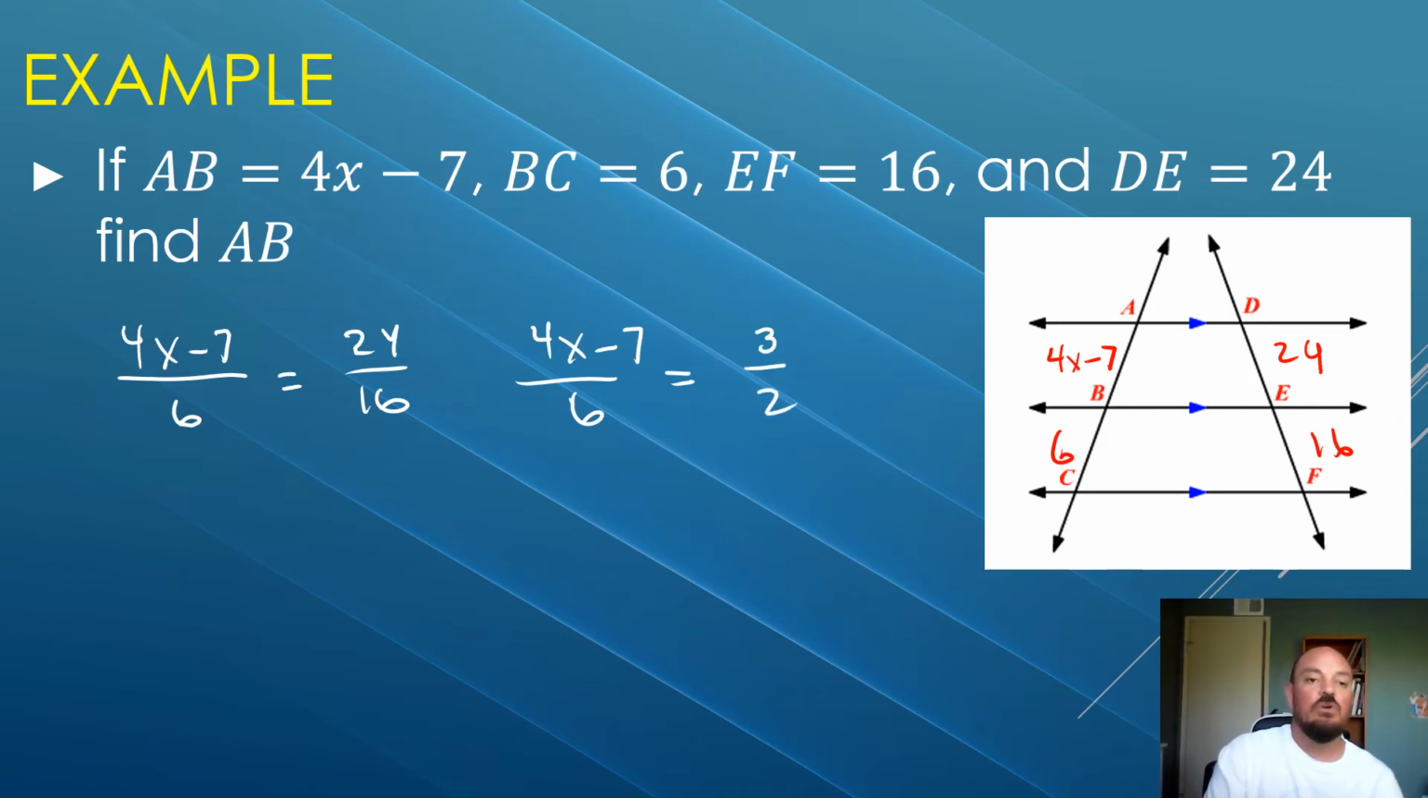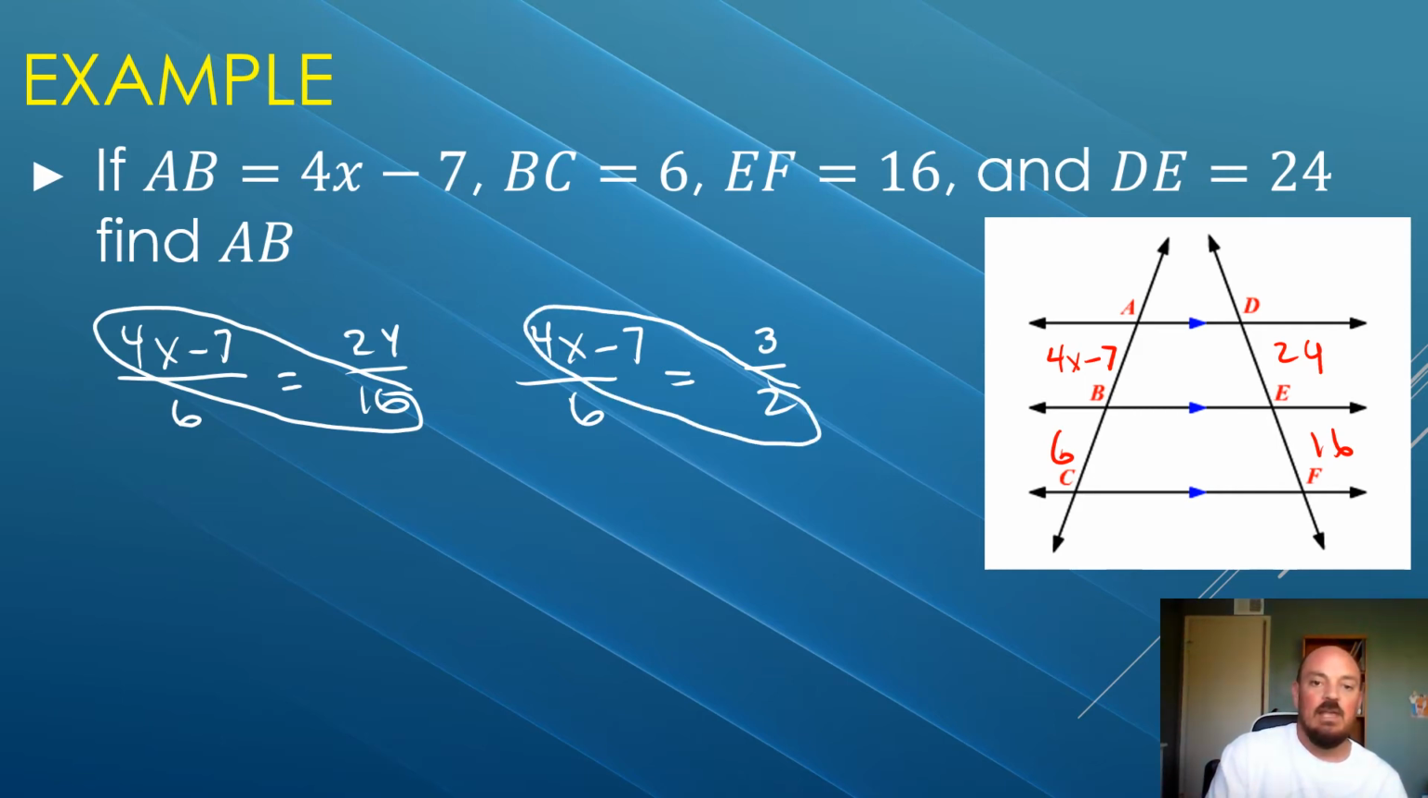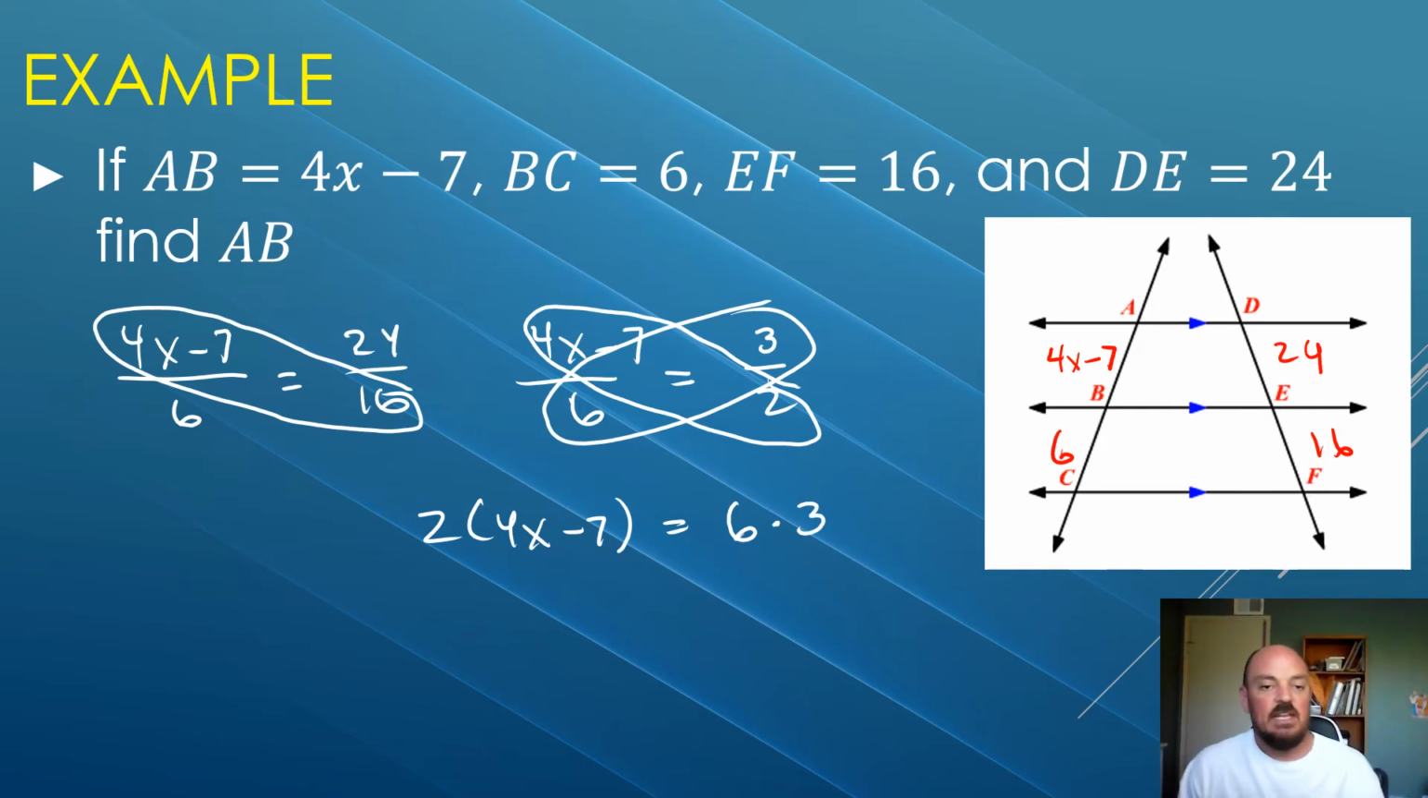See, now when I'm cross-multiplying, instead of having to distribute a 16 times 4x and 16 times 7, I'm just doing a 2. So I have 2 times 4x minus 7 equals 3 times 6, or 6 times 3. And again, 6 times 3 is easier than 6 times 24. So if you can take that fraction and reduce it, you don't have to, but it makes the work a little easier in the long run.